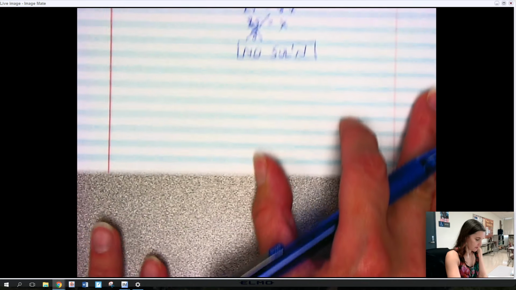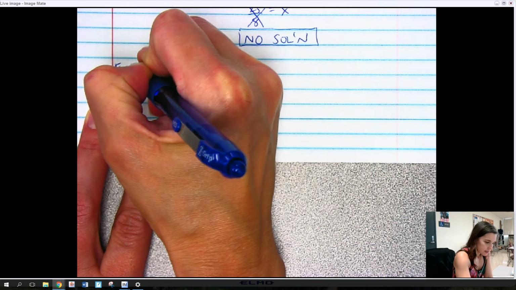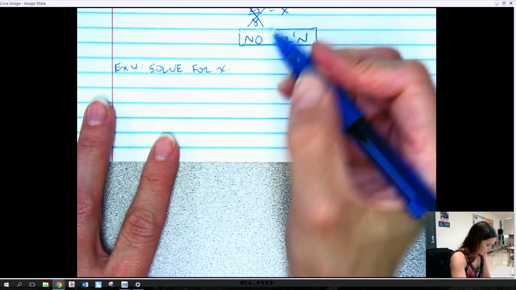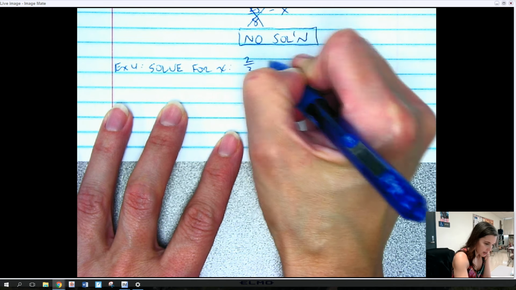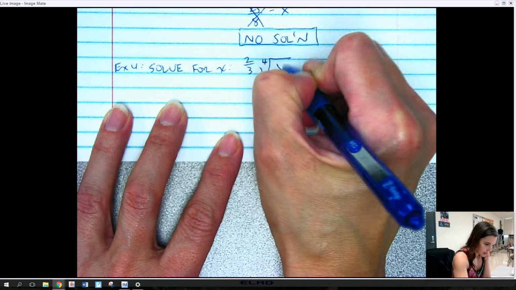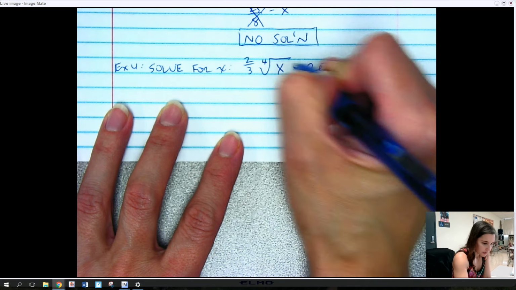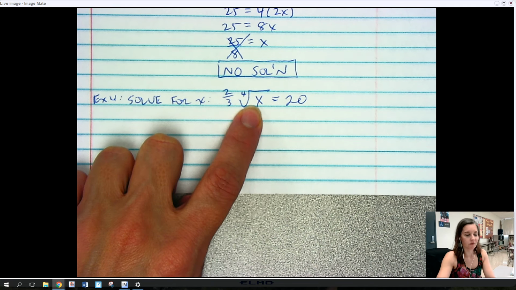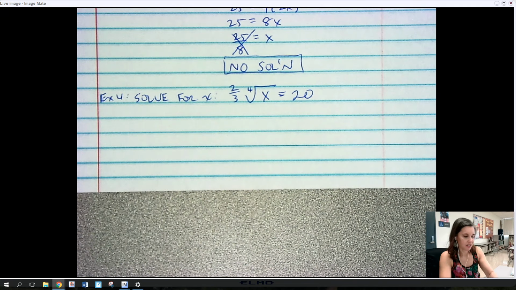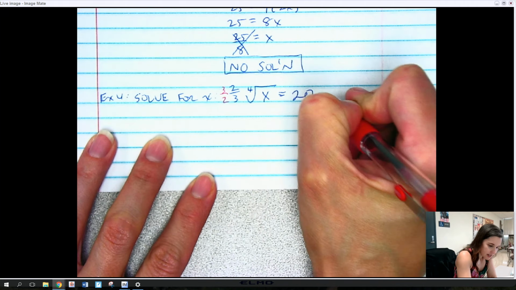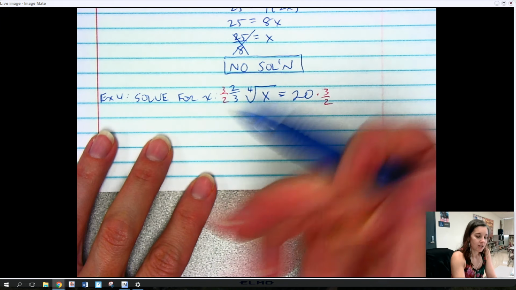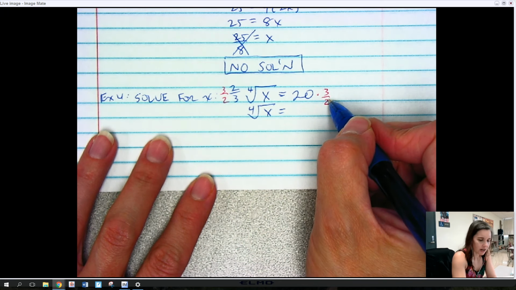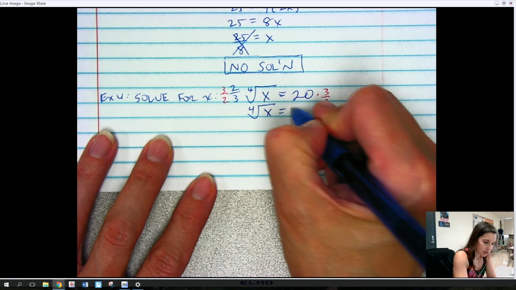All right, let's try example 4. So example 4, let's solve for x. We have 2/3 times the 4th root of x is equal to 20. All right, so first thing, I have to get this radical isolated. So how do I get rid of a 2/3? I multiply by the reciprocal. So I'm going to multiply by 3/2 on that side and 3/2 on that side. So those cancel out to leave me with the 4th root of x. And 3/2 of 20 would be 30.